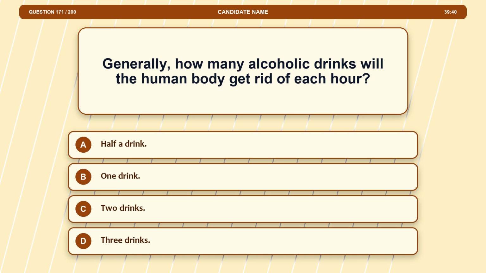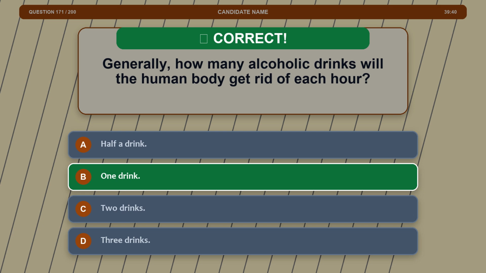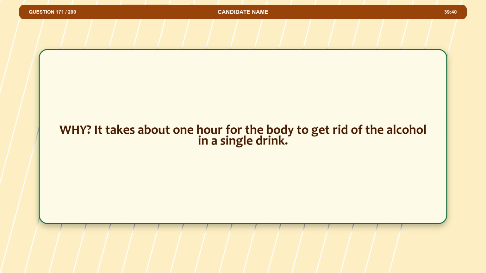Question 171. Generally, how many alcoholic drinks will the human body get rid of each hour? Option A, half a drink. Option B, 1 drink. Option C, 2 drinks. Option D, 3 drinks. The correct answer is option B, 1 drink. Explanation. It takes about 1 hour for the body to get rid of the alcohol in a single drink.